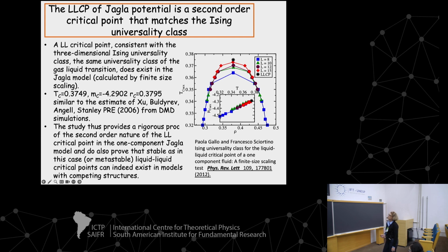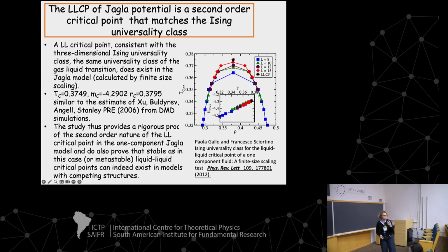In this case, the critical point is stable. In ST2, the critical point is metastable, and this proves that liquid-liquid critical points in general can indeed exist in models with competitive structure, because the potential of AGLA is designed in a way that it has two competitive structures. It's done on properties with the double ramp.